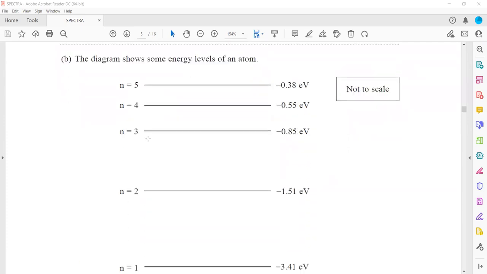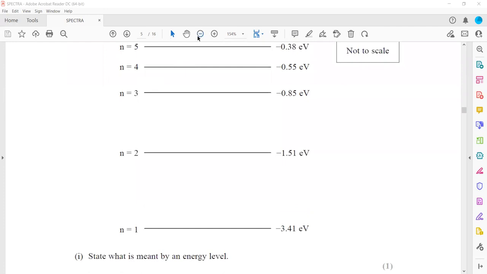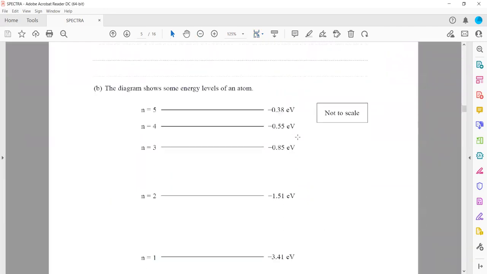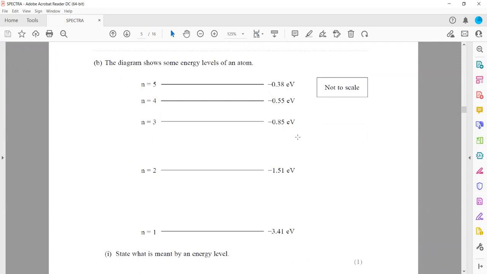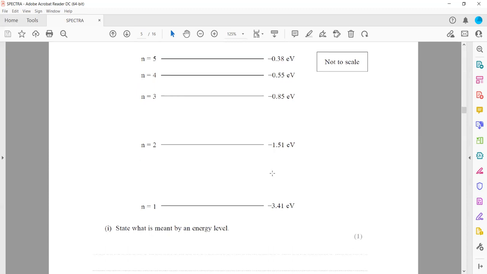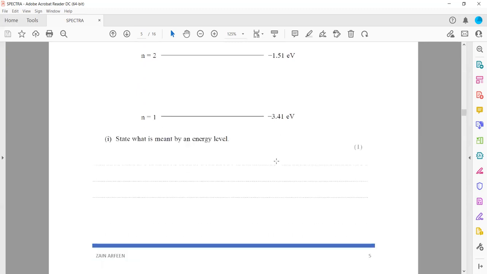The diagram shows some energy levels of an atom, as you can see, and the energy sometimes they give in electron volt, sometimes they give in joules. Most of the questions are in electron volt, and whenever you are using the formula E equals hf, the energy should always be in joules because the Planck constant value is for SI units. What is meant by the energy level?